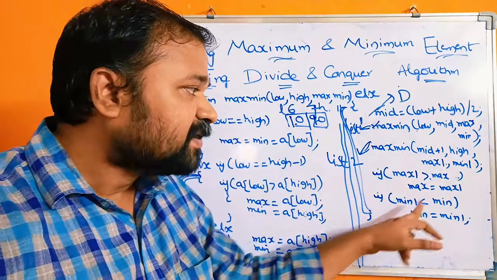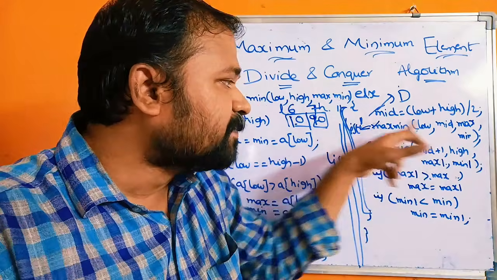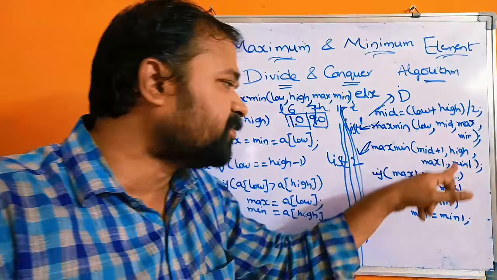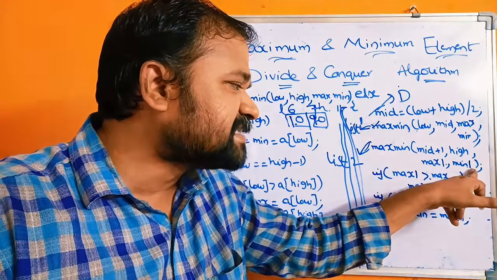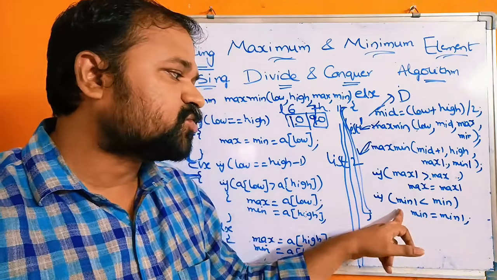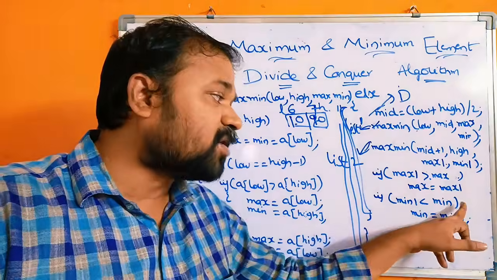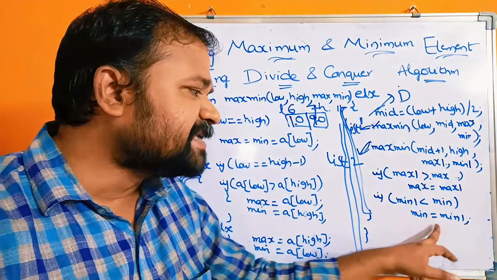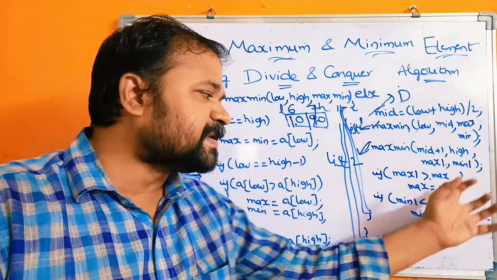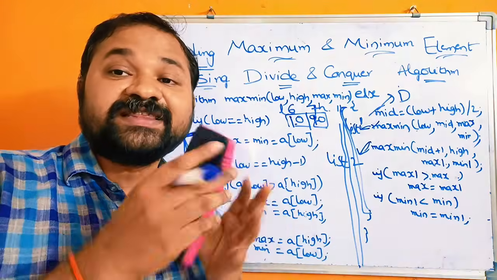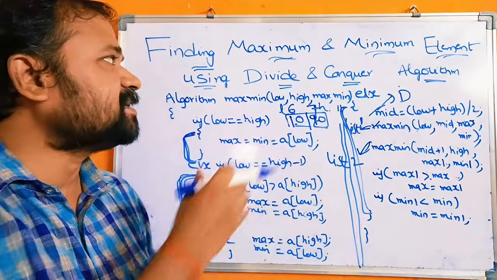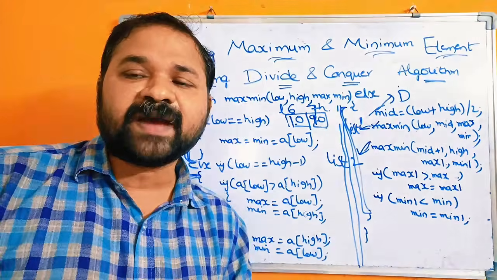Here, list 1's minimum element is available in the min variable, and list 2's minimum element is available in the min 1 variable. So compare min 1 and min. If min 1 is smaller than min, then min is equal to min 1. So min contains the minimum element. In this way we can write the algorithm for finding the maximum and minimum element.